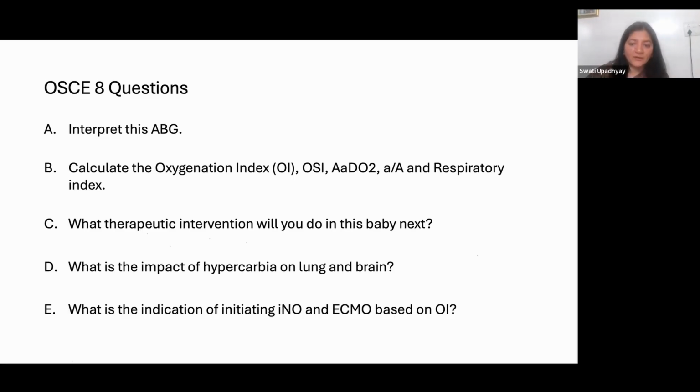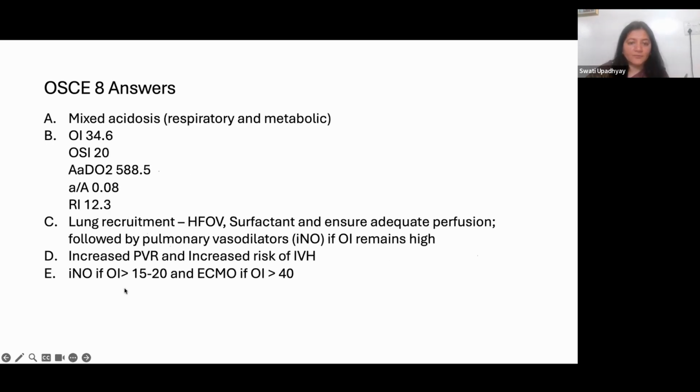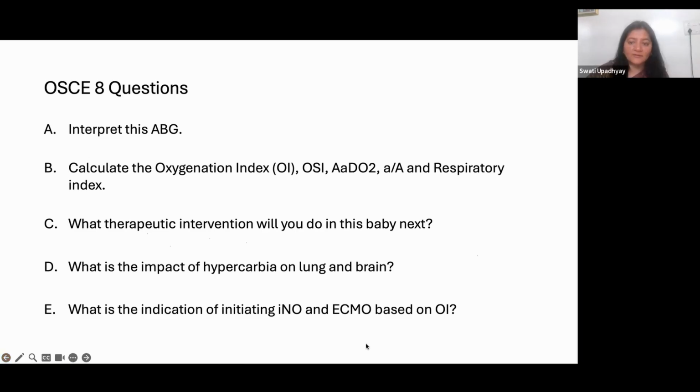Good. Now, last one, the respiratory index, which is the severity of oxygenation failure with respect to the arterial oxygen. Okay. So it is AaDO2 divided by PO2. Yes, correct. It is AaDO2 divided by PO2. I can see in the chat box, I think many of you have correctly written the formulas as well as the answers. So very good. Right. So we have to remember this thing that PO2 will tell us the oxygen level, but oxygen indices will tell us about the severity of the disease. Now, what therapeutic intervention will you do in this baby next?